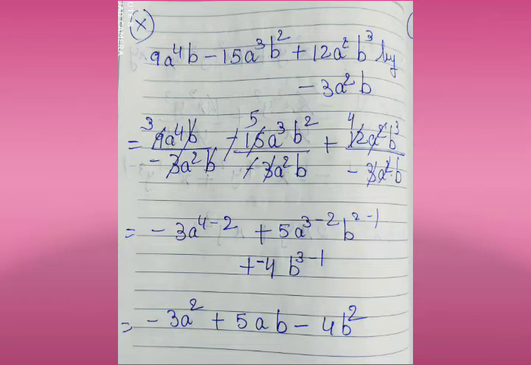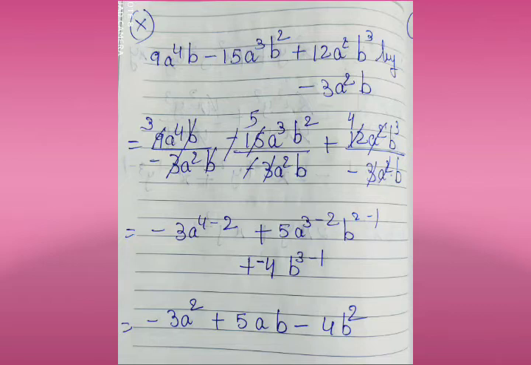Minus 3a square b. So we will get 3 3s are 9, so minus 3a to the power 4 minus 2, b and b cancel, then minus minus cancel, plus 3 5s are 15, so 5a to the power 3 minus 2, b to the power 2 minus 1. Clear? So plus and minus, in plus is given in numerator and minus is given in denominator. So in answer we will put the minus sign. So minus 4b to the power 3 minus 1. So minus 3a square plus 5ab minus 4b square is the answer.